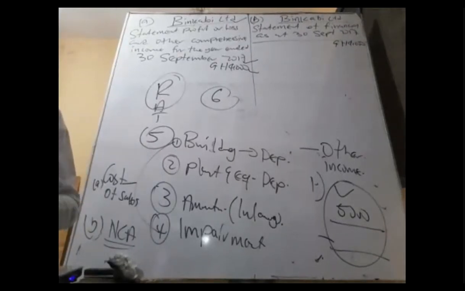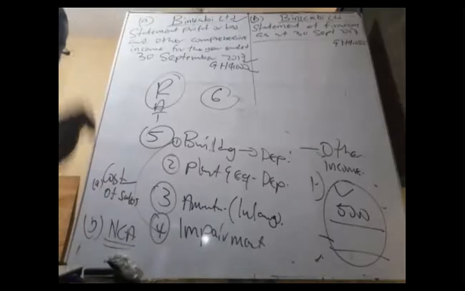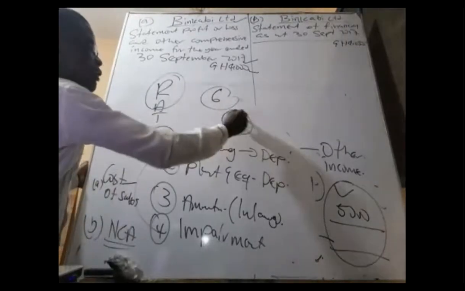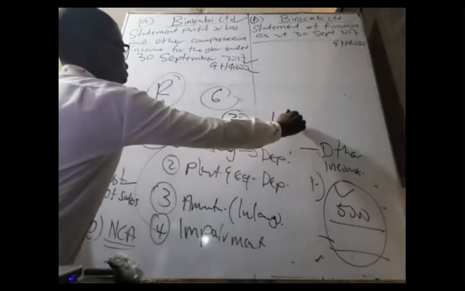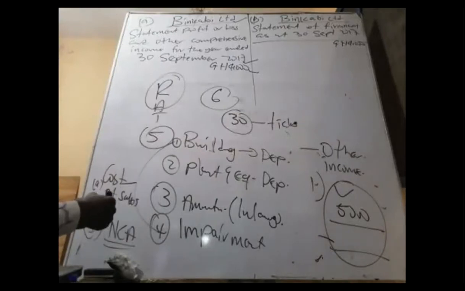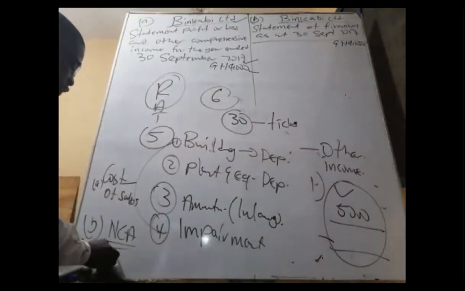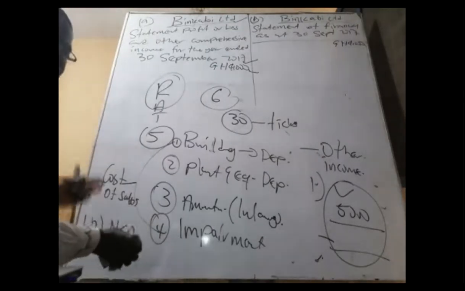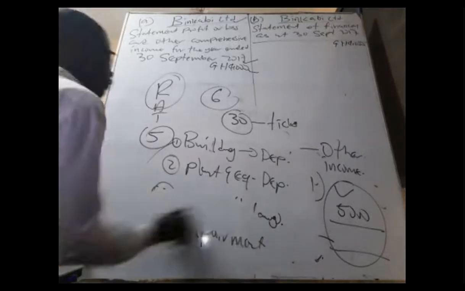When you scan the trial balance, you should be able to tell me where each of the items goes. Now let me tell you the good news. If the items in the trial balance count to 30, you have free 30 ticks on the assumption that you can correctly tell us where you have to treat them.